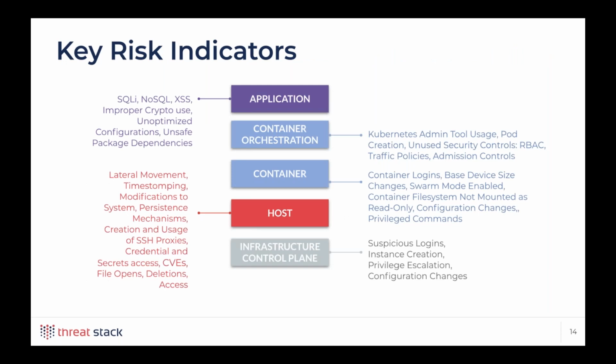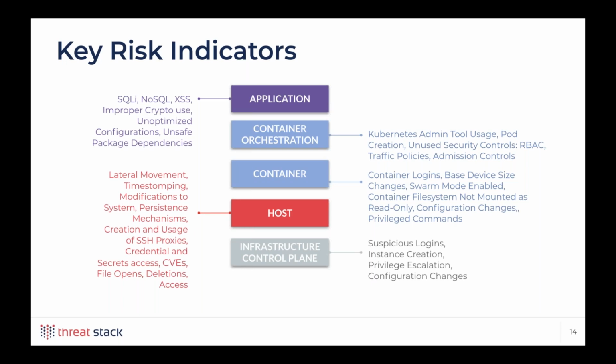Now, here are some of the key risk indicators that you're going to watch out for. This is not a complete list for sure, but all of these things are examples of behaviors that you should be keeping an eye on at various layers of your cloud stack in those runtime environments that underpin your build pipeline. In the case of your control plane, you want to be looking for things like suspicious logins, suspicious instance creation, or even changes to cloud service configuration.